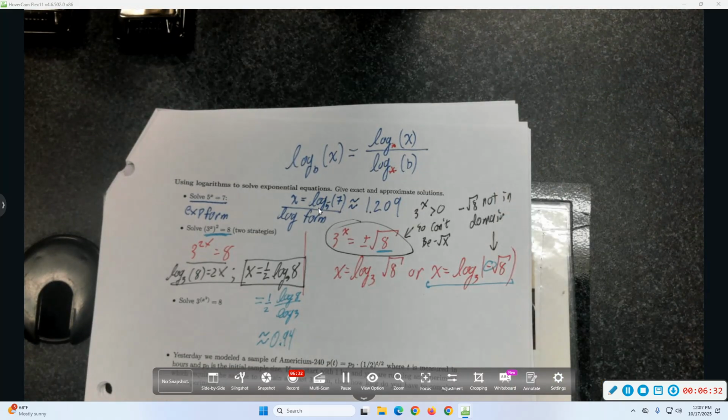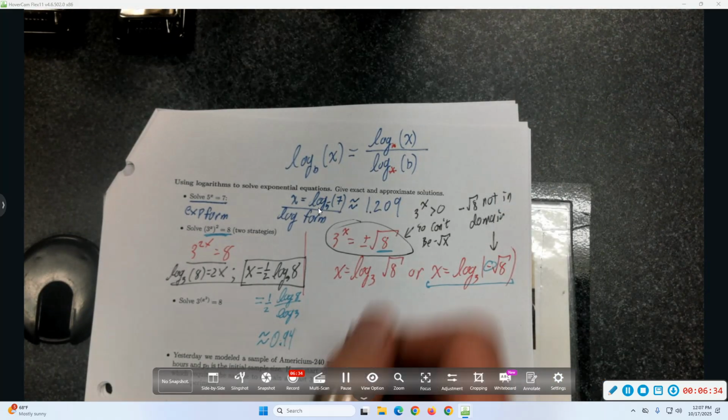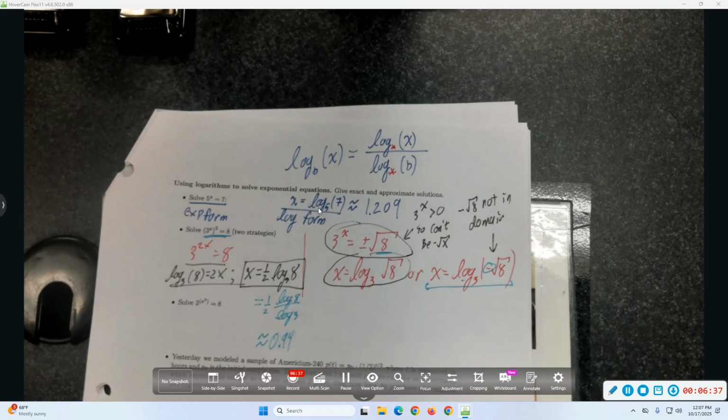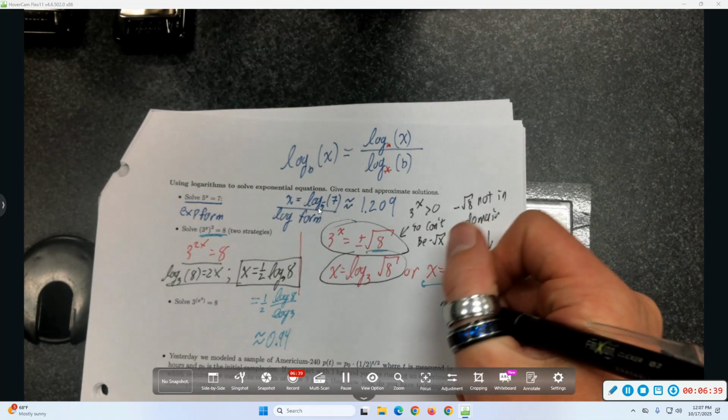So I guess here are 2 lessons here. Well, let's check one more thing. So we've eliminated this as an option. This is not actually a solution.